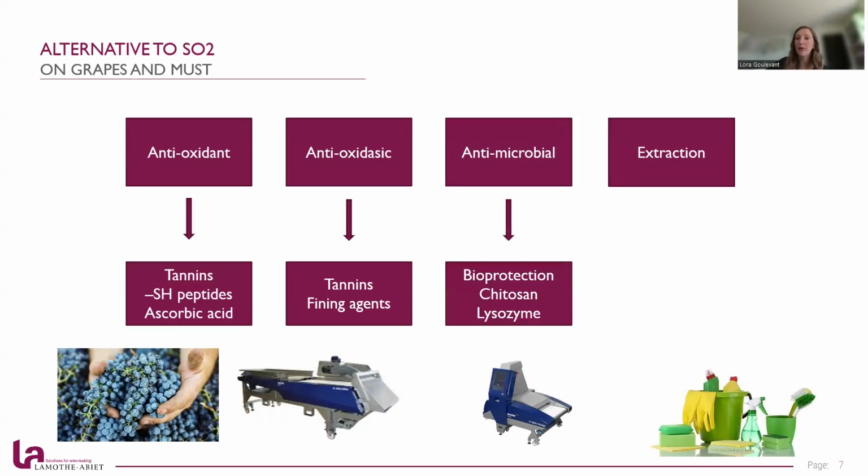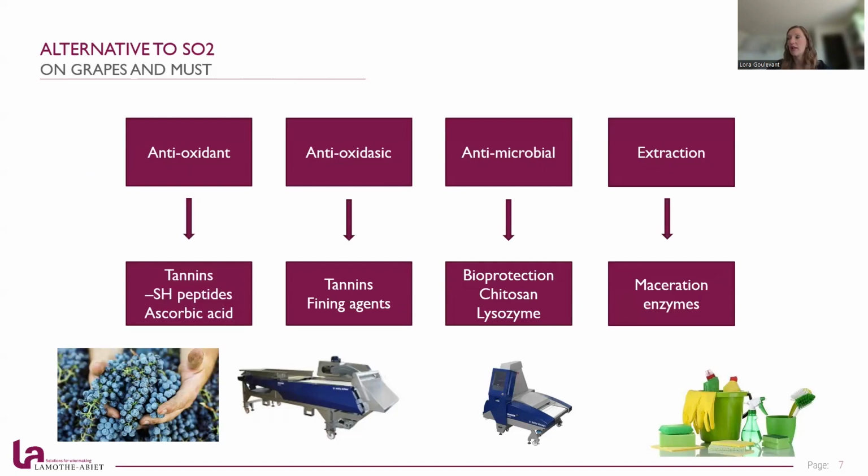For antimicrobial activity, there are solutions like bioprotection, chitosan, which you can use on juice to kill some microorganisms. Lysozyme is also a solution. And for extraction, maceration enzymes like some different solutions, like Enzyme Crush and Enzyme Clear, can be a solution to extract more of the components you want, and avoid the use of SO2.